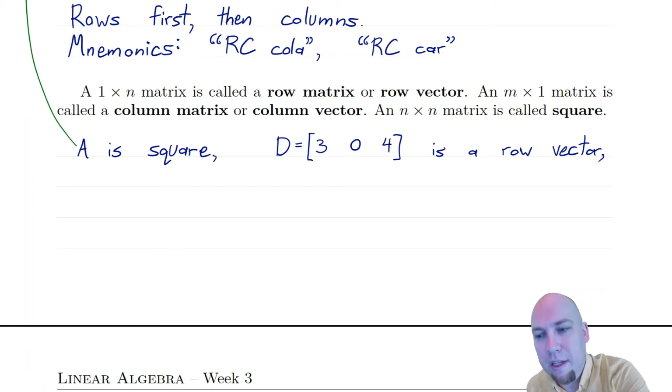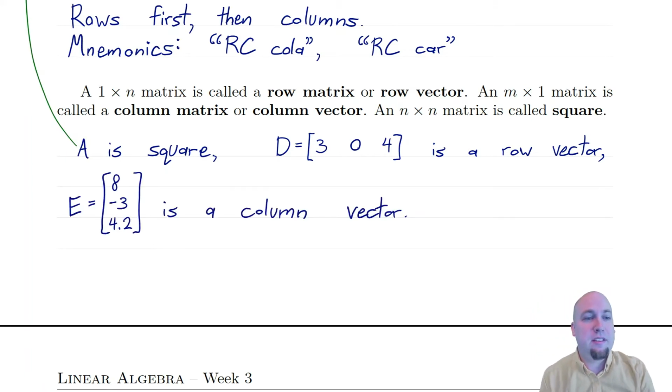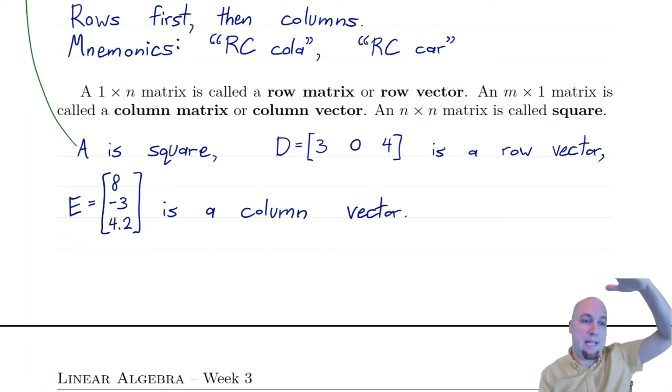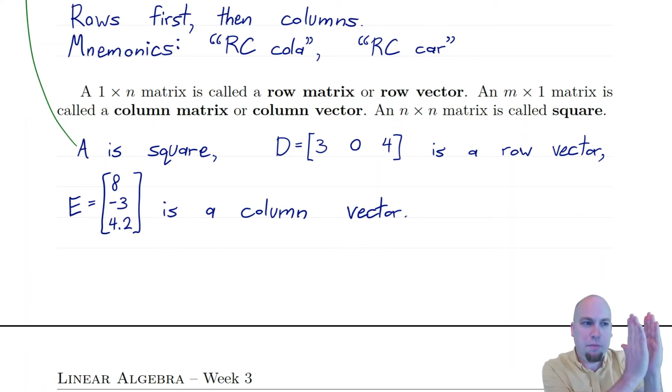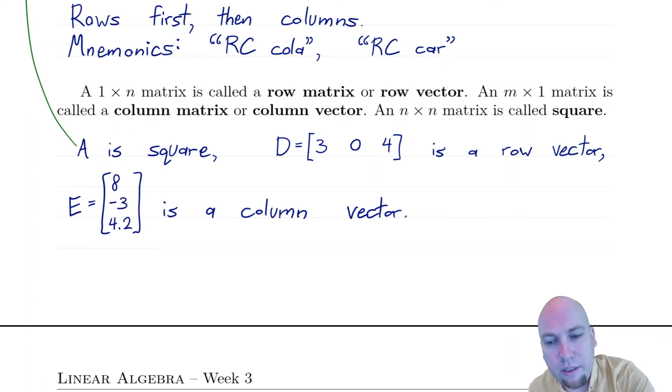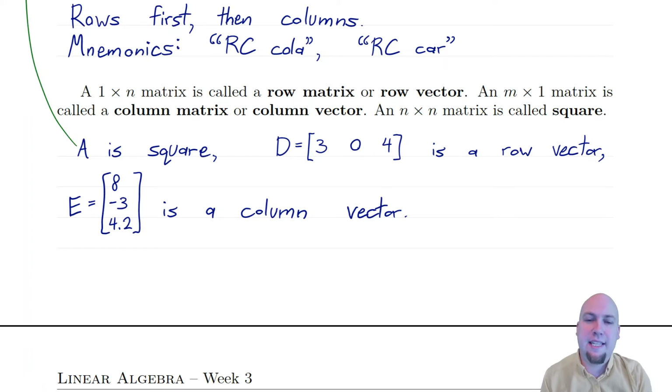of a single row. On the other hand, if it's m by 1, so an example is like this one down here, if it has some number of rows, m, but then just a single column, then we call it a column vector. Okay, so this is an example of a 3 by 1 column vector because it just looks like a single column.